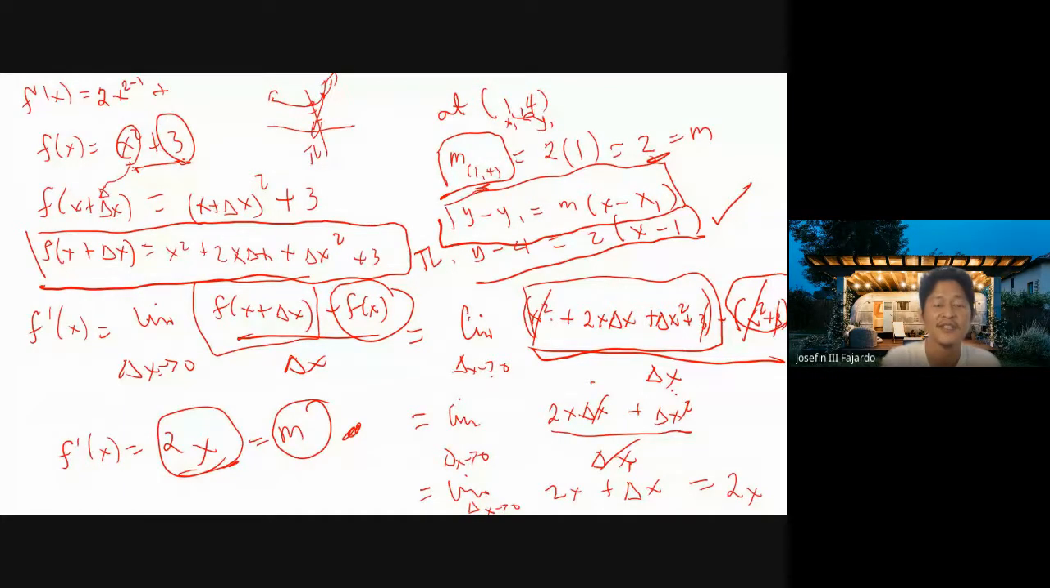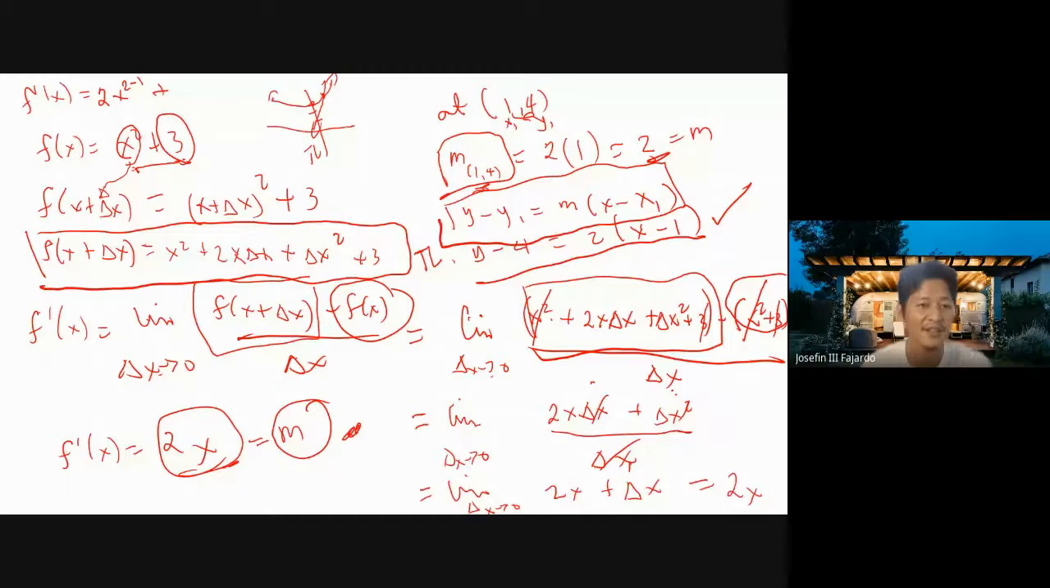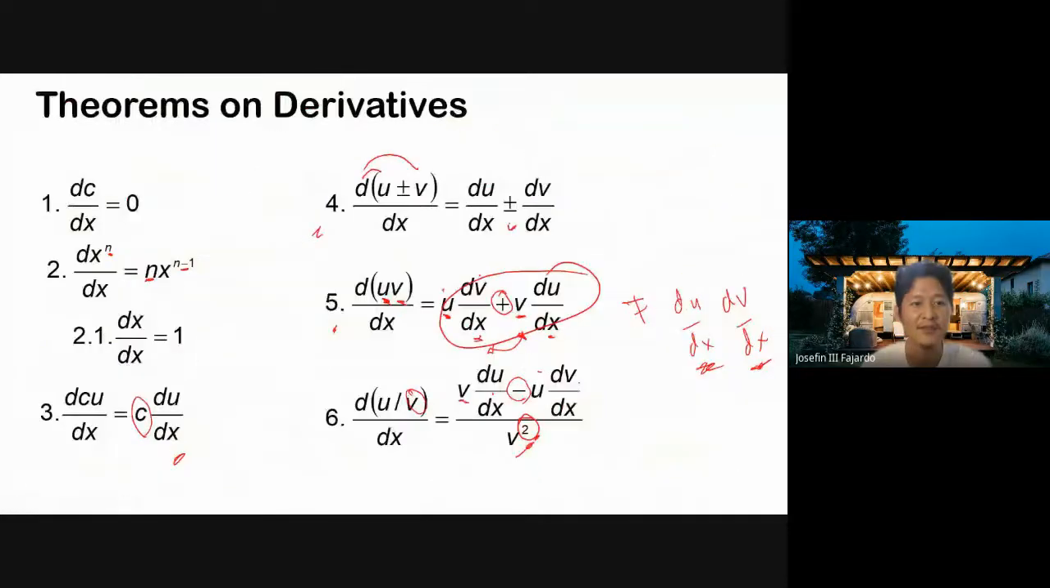Dahil si 3 ay constant, theorem number 1, derivative ng constant ay? Anyone? Yung derivative ng constant? Kung wala man lang nakaalala. Zero, sir? Ayun, very good. Zero. Di ba derivative ni constant ay zero. So pag constant yan, derivative niyan ay zero.